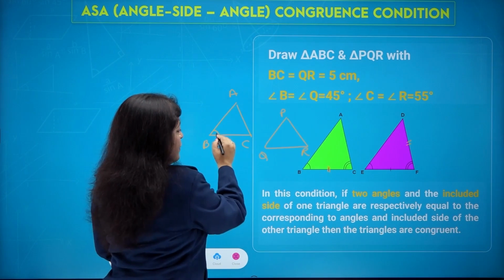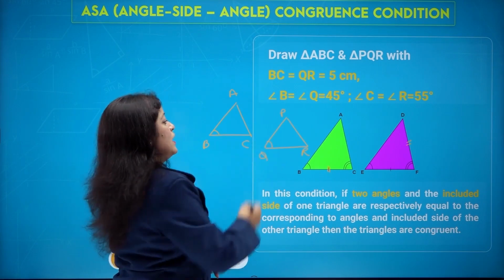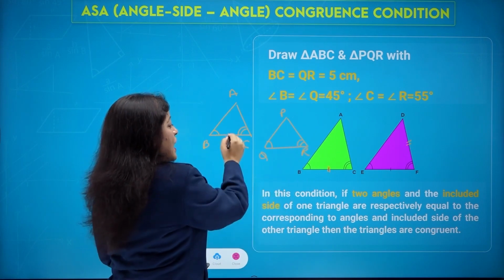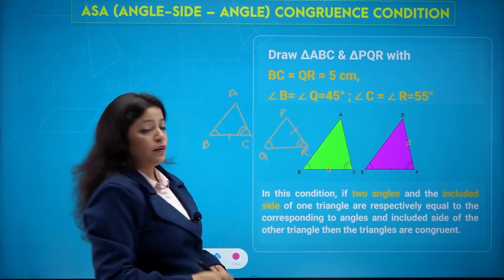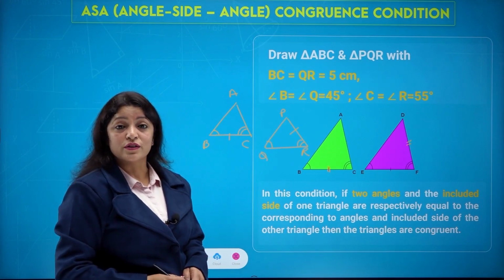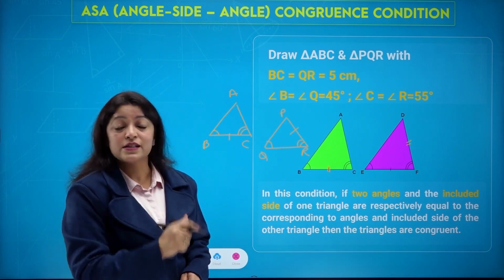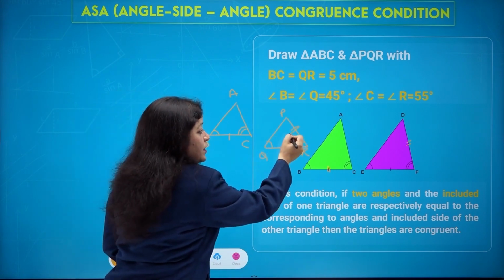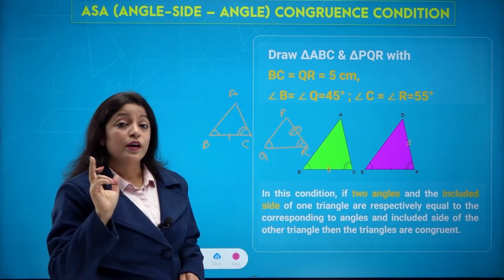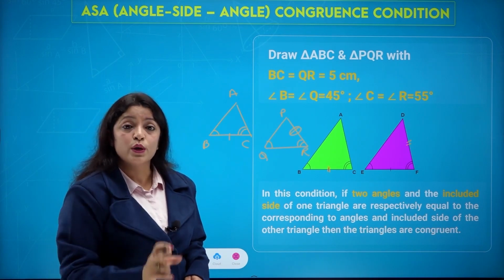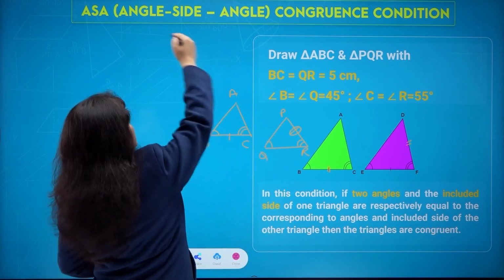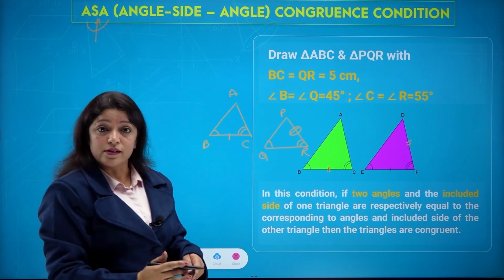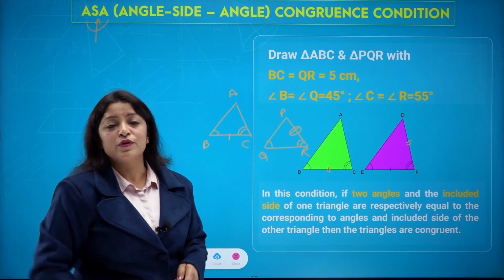If I say angle B is equal to angle Q and angle C is equal to angle R and the side BC is equal to PR, will the two triangles be congruent to each other? No. In this case, they are not congruent. Reason being, the side which is included in the triangle PQR is not the one which is included between the two angles. If it is ASA congruence, then the side should be included in between the two angles. That means it should be sandwiched between the two angles.